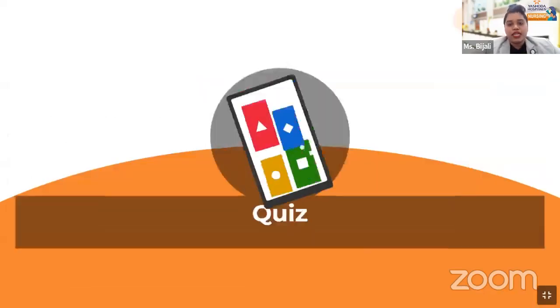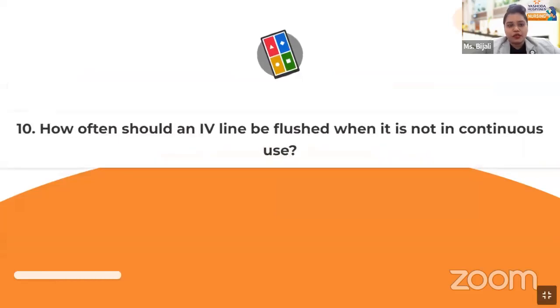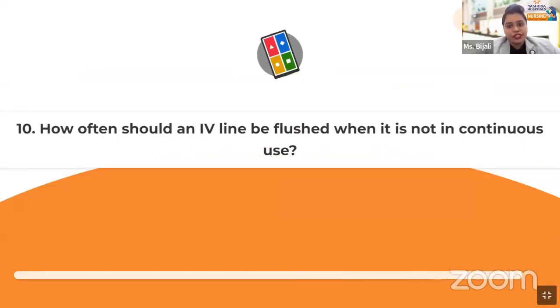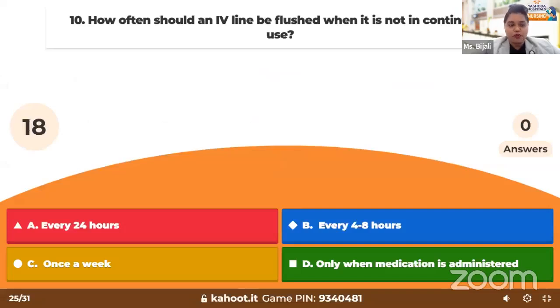And next we can see the other question on the quiz. How often should an IV line be flushed when it's not in continuous use? We can see here again 4 options. Every 24 hours is the first option. Next is every 4 to 8 hours. Next is once a week. And the last option is only when medication is administered.